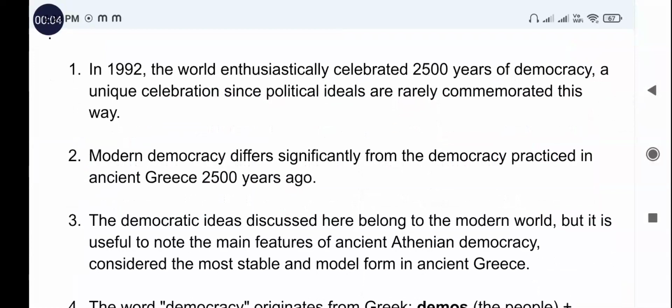In 1992, the world enthusiastically celebrated 2500 years of democracy. Such celebrations of political ideals are rarely commemorated this way. Modern democracy differs significantly from the democracy practiced in ancient Greece 2500 years ago. In ancient Greece, democracy prevailed, but it has significant differences compared to the democracy practiced today.